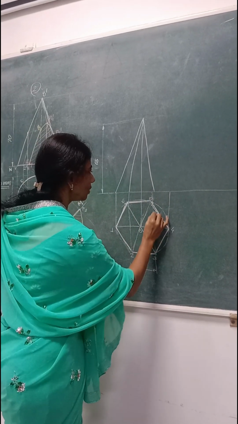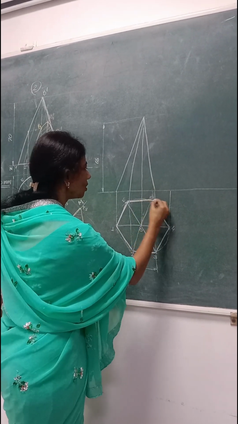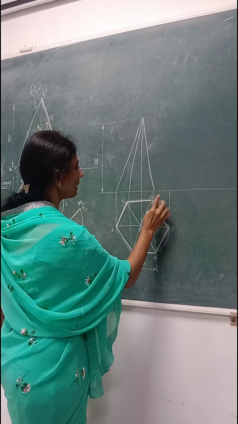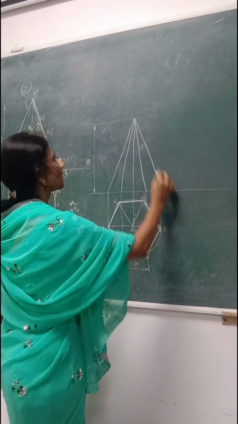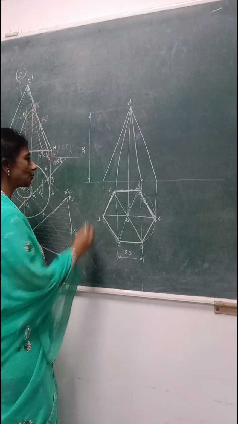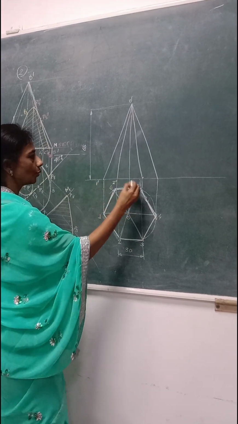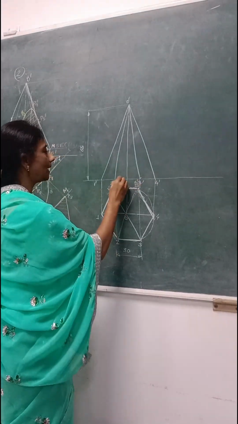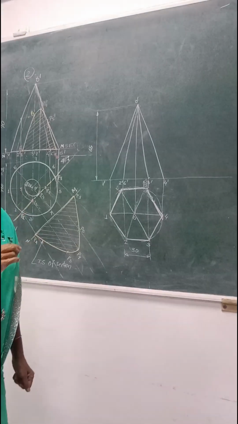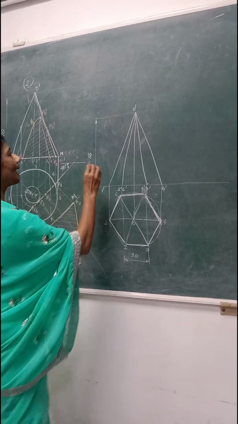Correct students? We need to connect, what I said, all corner points with the apex. So here I have connected all the points. So I will be writing this 4 dash, 1 dash, 2 dash, 3 dash, 4 dash, 5 dash and 6 dash. Now bisecting the axis.